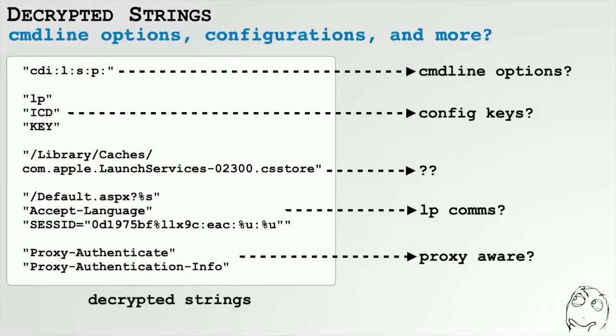So what do we have once we decrypt the strings? Well, some very interesting things. Recalling again that generally encrypted strings are the sensitive strings that the malware authors want to hide from analysts such as ourselves. First, we have something that looks like command line arguments passed to perhaps getopt. We then have some key value pairs that might indicate the use of a config file. We have a path to a CStore file, which we're not sure what that is. Looks like we have something related to command and control or LP comms. And then some strings that indicate the malware might be proxy aware.